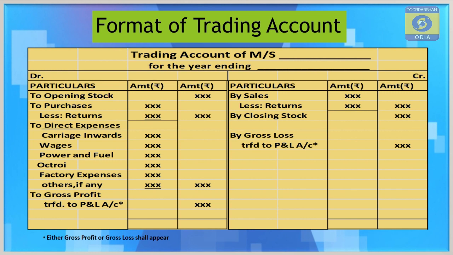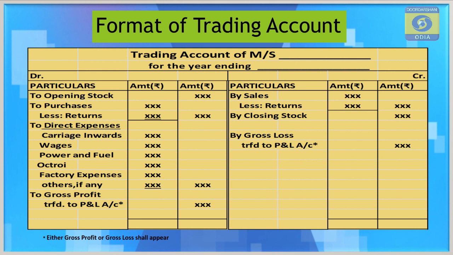The next item that comes on the debit side is to purchases. Purchases is the items or the goods which the business buys for the purpose of reselling. If there are any returns, that will be deducted from the purchases and taken to the outer column. The next item that we have is to direct expenses. As I already said, the direct expenses are all the expenses that are related to purchases. So expenses like carriage inwards, wages, power and fuel, octroi, factory expenses and other direct expenses, if any, they all shall find a place in the debit side of the trading account.